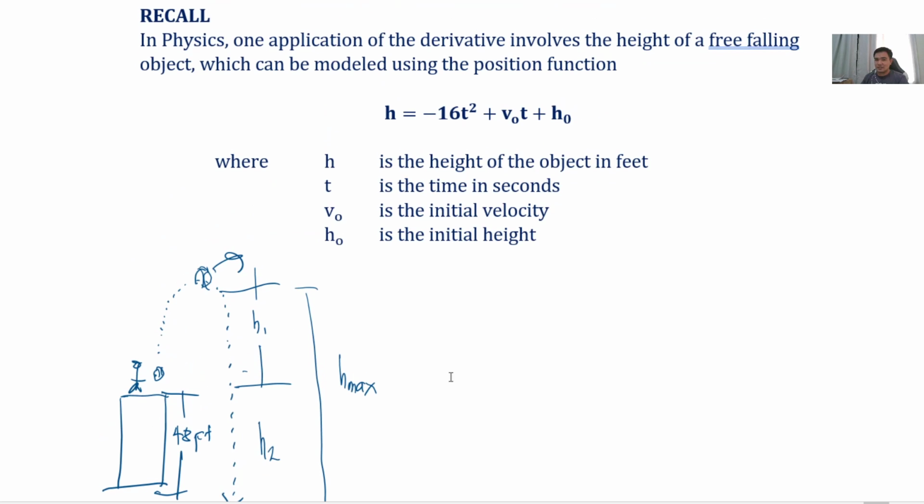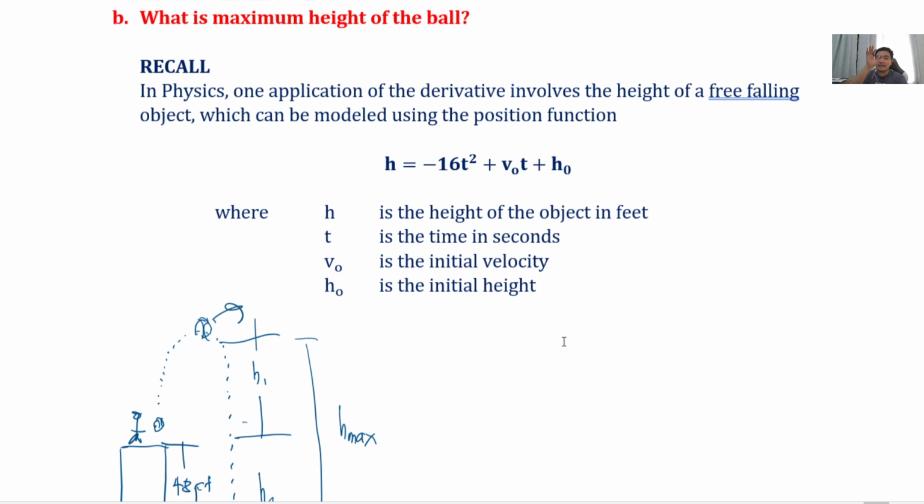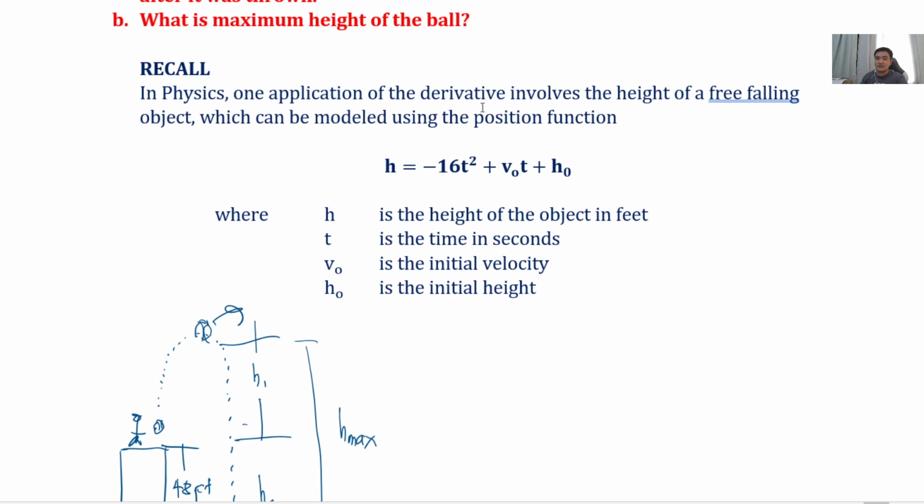In your physics, siyempre meron kayong discussion sa physics na. I'm not going to discuss it here na kung paano nakuha, pero i-recall na lang natin siya. One application of the derivative involves the height of a free falling body object, which can be modeled using the position function. So this is the formula, class, in physics sa position function. Okay? Height is equal to negative 16t squared plus the initial velocity times the time it was thrown. Okay, the time in seconds, and then h0 is the initial height.